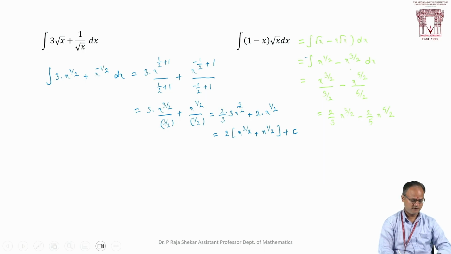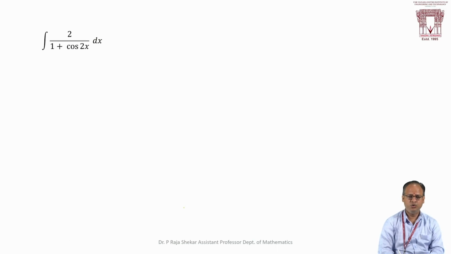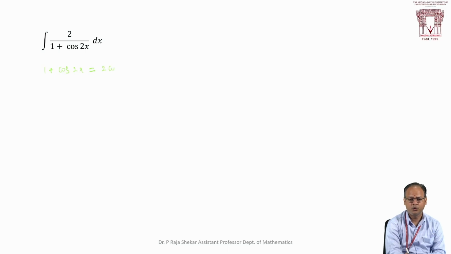Okay, let us illustrate with one more example. Now what do I have as f of x? f of x as 2 divided by 1 plus cos 2x. We do not have any direct formula for this. So what do we do? We try to rewrite this by using a trigonometric formula. What is the trigonometric formula? 1 plus cos 2x is 2 cos square x.